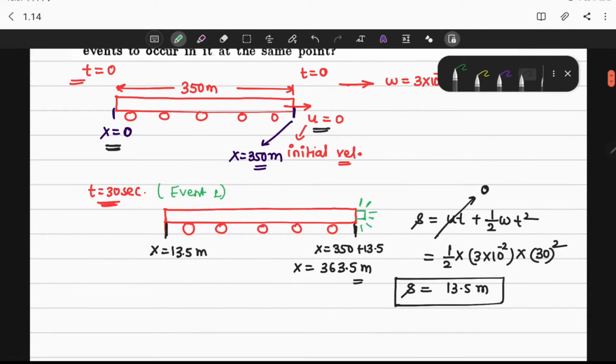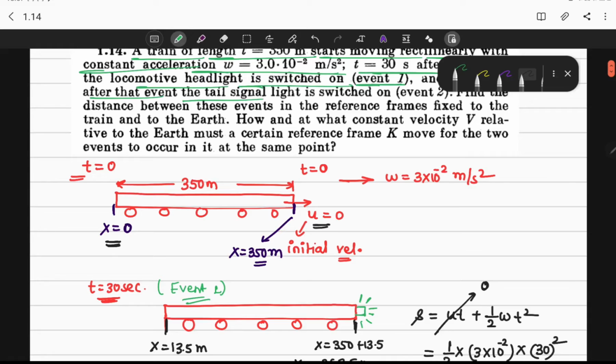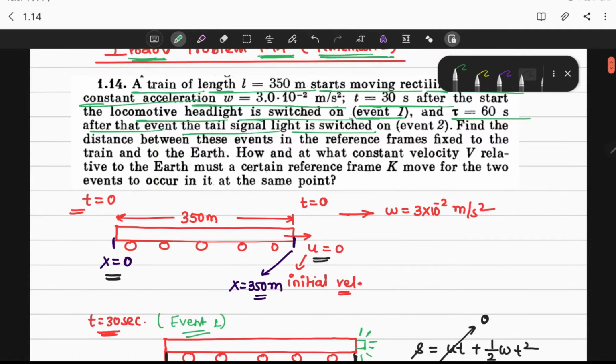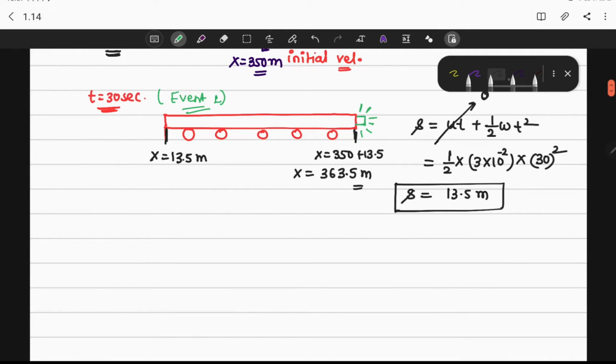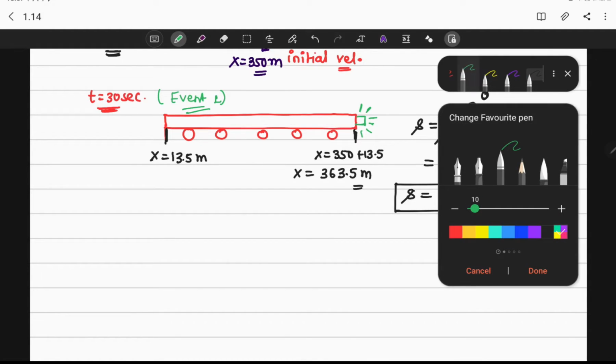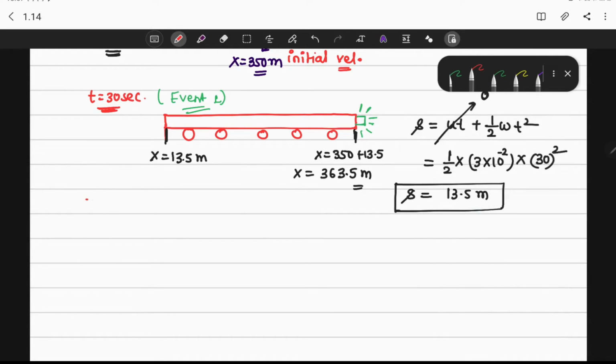Now it says 60 seconds after that event, that is after event 1, the tail signal light is switched on, and that event is called event 2. So after 60 seconds of this event, the total time is 60 plus 30 equal to 90 seconds. So at t equal to 90 seconds, the train has moved some more distance, and let us say it has come to this particular location.